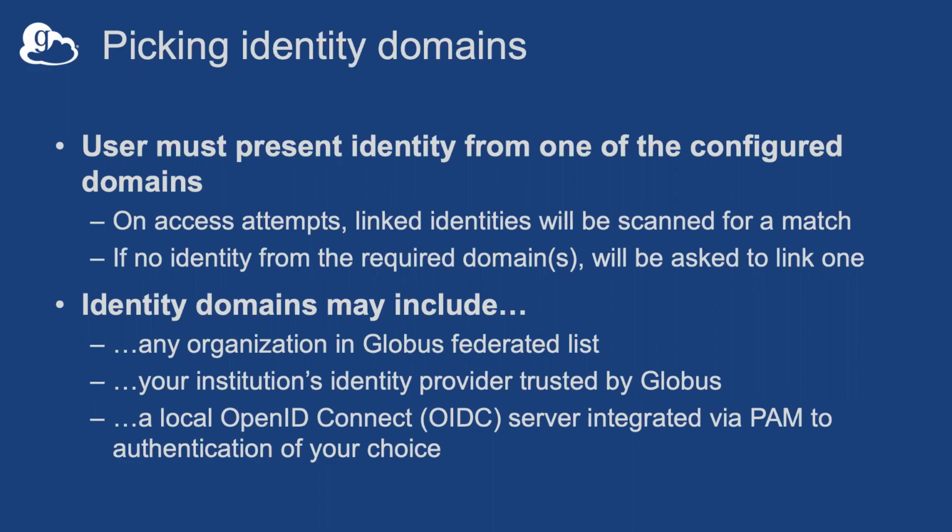So when you configure a domain on a storage gateway, you can configure one of the domains that are supported in the Globus federated list. So if you go to app.globus.org, that drop down that you see when you log in, any of those can be added. You can include one of the OIDC servers that you're already running at your institution as something that a user must authenticate with, or you can install an OIDC server that Globus ships and connect it to your authentication of choice, right?